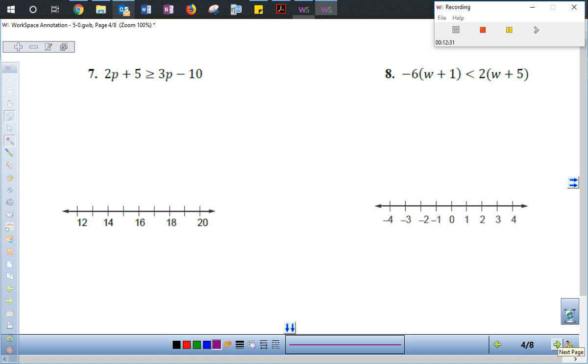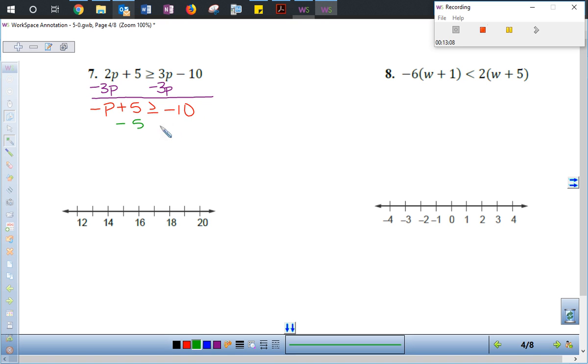On number 7, notice we have a variable on each side, and that's okay, but what's important is that our variables end up on the left side and our constants end up to the right. So even though logically you're like, oh, I should move the 2p over because then it would be a positive, I understand that, but our goal is to get it on the left side. So let's instead subtract 3p from each side. And when I do that, I'm going to get negative p plus 5 is greater than or equal to negative 10.